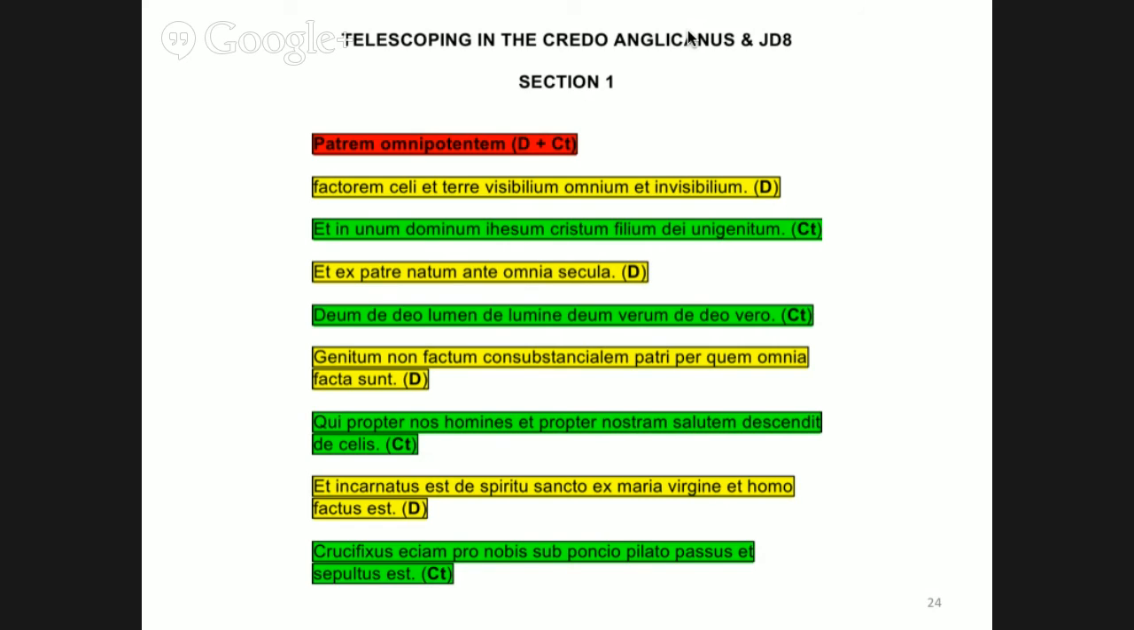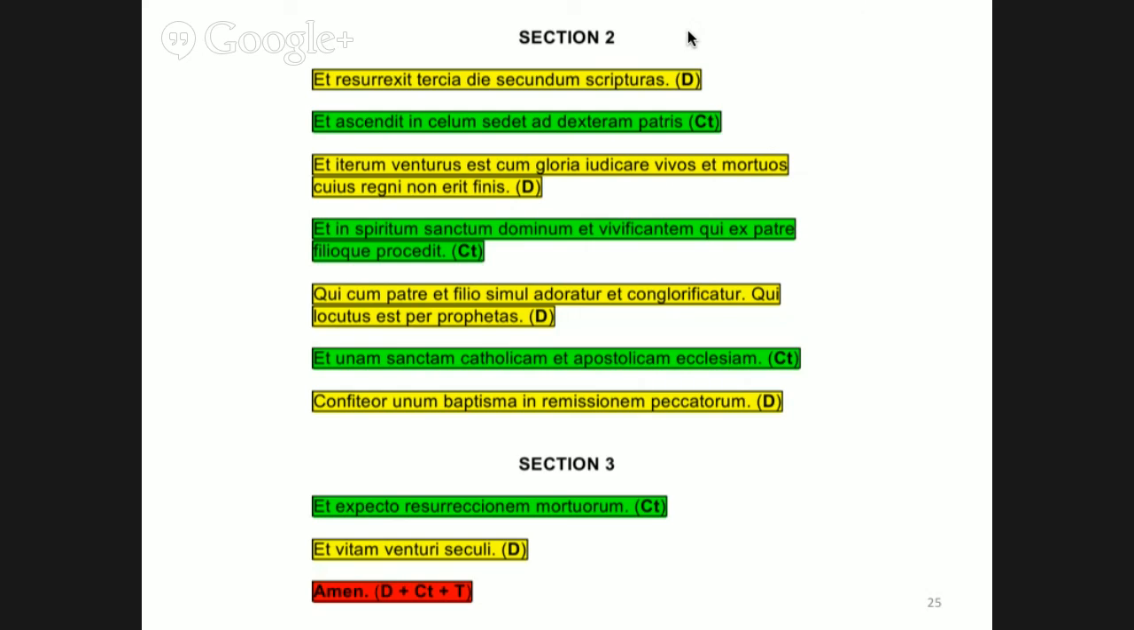So that takes us to the end of section one, and then sections two and three. Since it is very unusual, as we've seen, for two credo settings to share an identical or even near identical pattern of telescoping, the fact that JD 8 and the Credo Anglicanus adopt precisely the same pattern would seem significant. JD 8 appears to be the only credo ascribed to Dunstable that follows this pattern, but appearances can be deceptive.